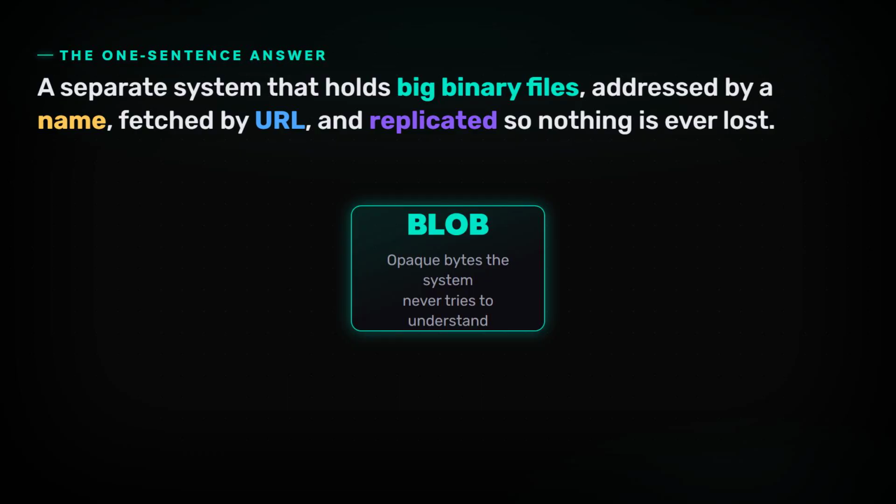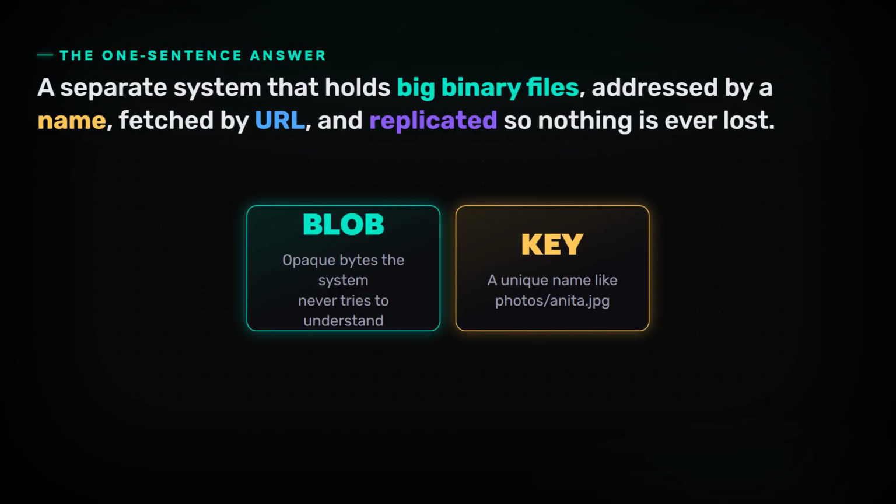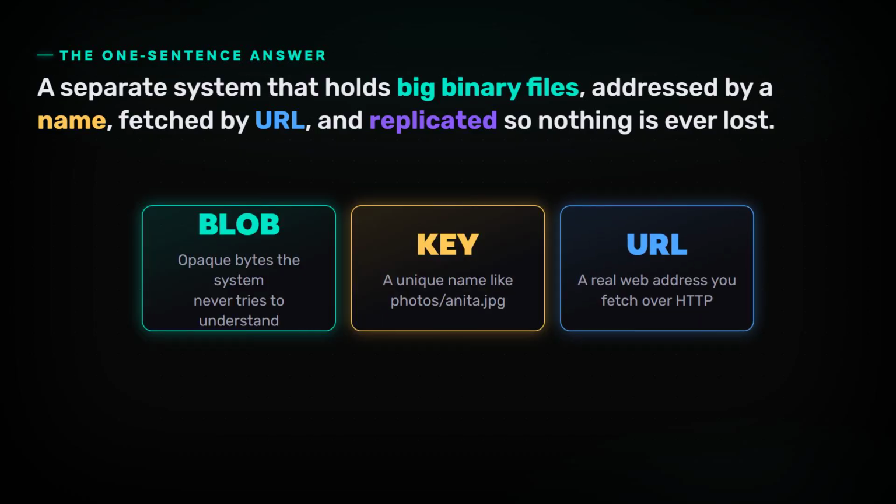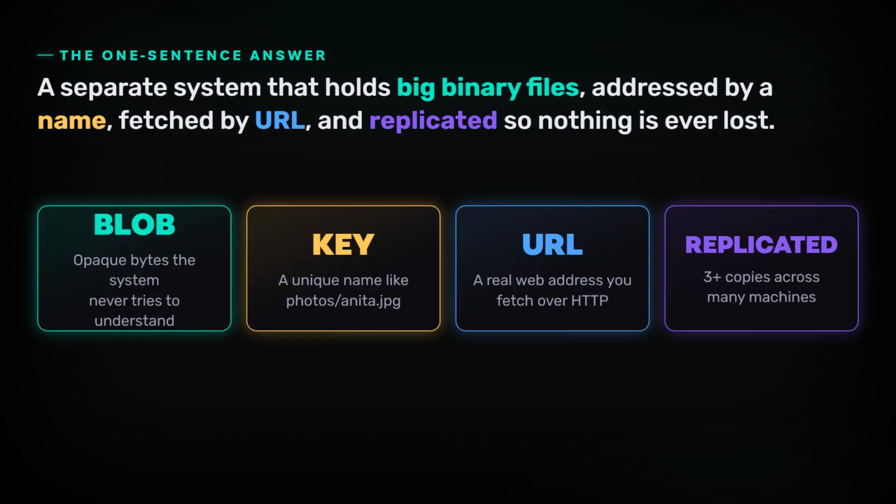Let me unpack it. Big binary files, those are called blobs. Opaque bytes, the system doesn't try to understand. Addressed by a name, every file has a key like photo/anita.jpg, globally unique inside its bucket, fetched by URL. You get a real web address back and your app or your browser pulls the files directly over HTTP, replicated across many machines, usually 3 or more copies in different physical locations automatically.